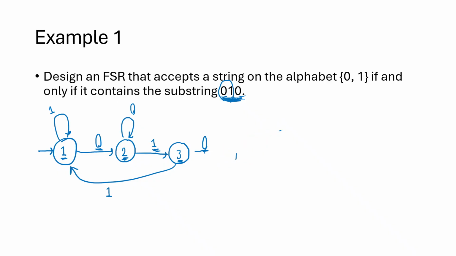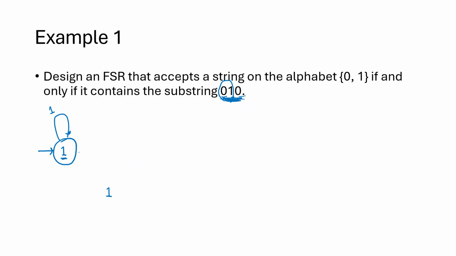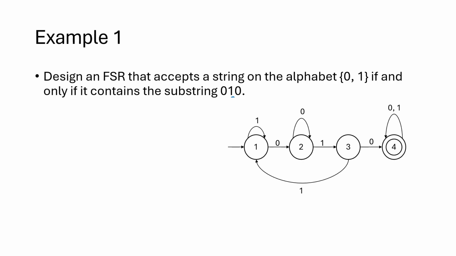Now, a cleaner version of that, same thing, would be here with 4 states. The state number 4 is the accepting state. State number 1 is the initial state, and with all the transitions for any of the symbols in the alphabet.